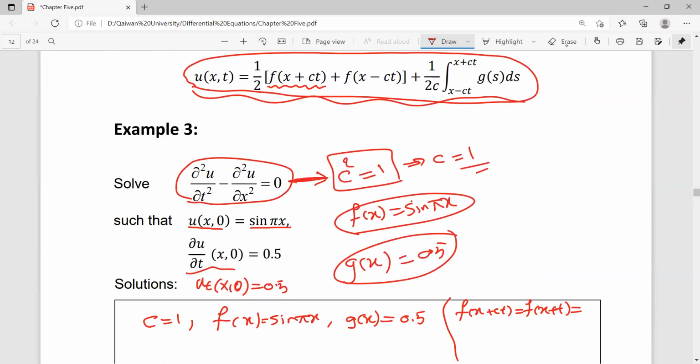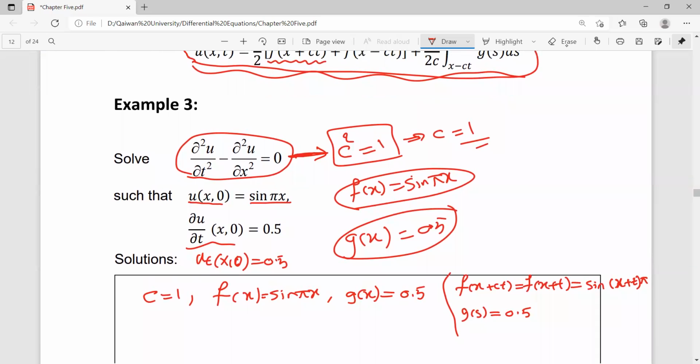Sine of x plus t times pi. And for g of s, here we just replace x in the function of g by s, and here we have no x, so we say it's 0.5. Okay, that's all. Now we replace f of x plus ct by sine of x plus t pi, and we replace g of s by 0.5 in the above formula.